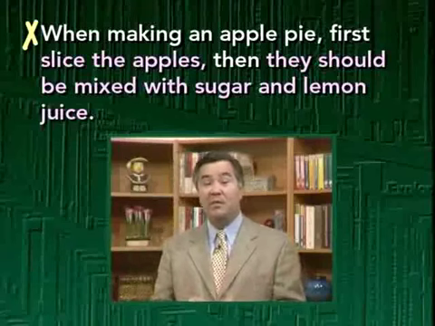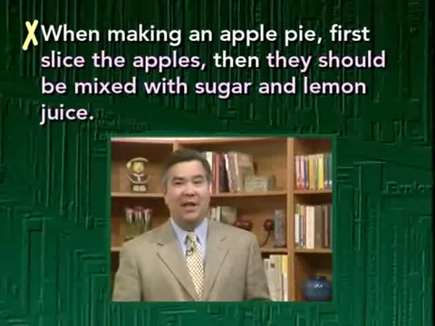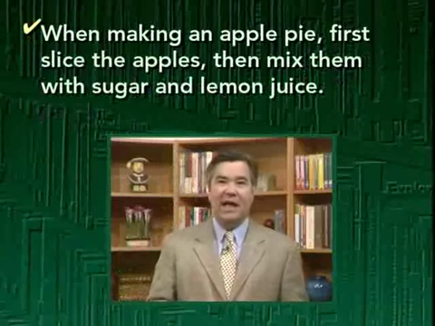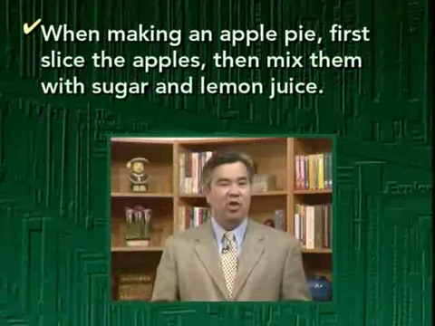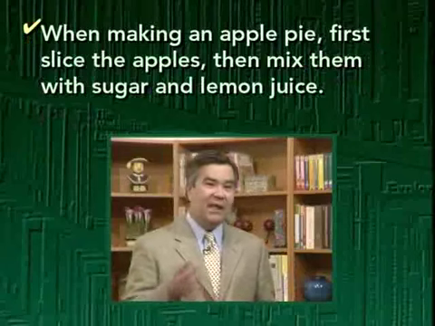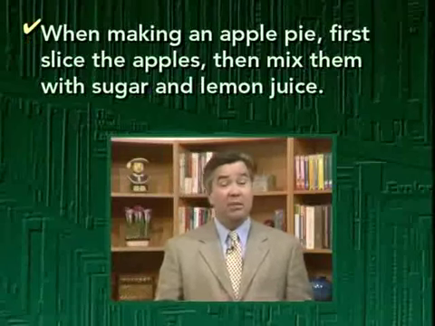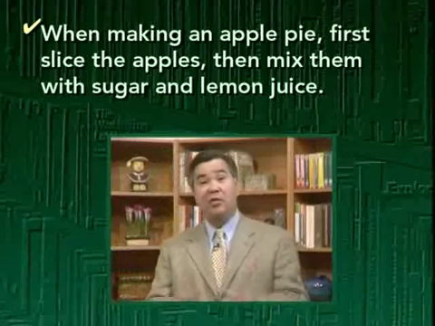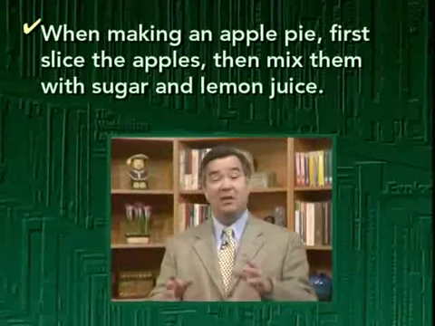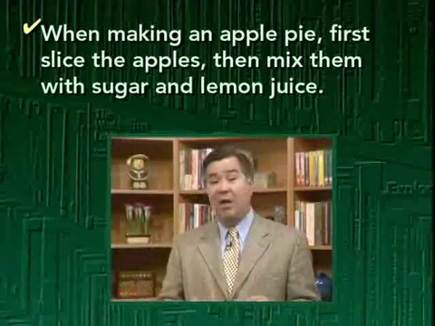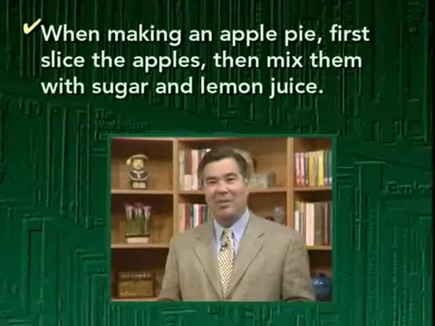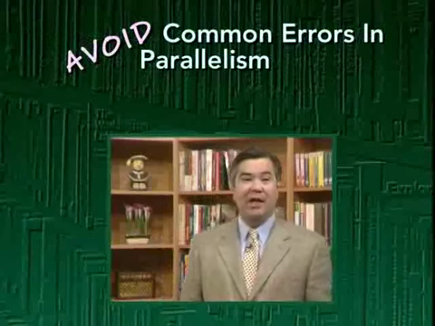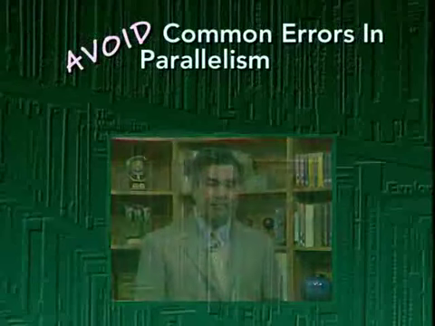Making the two verbs match would give us a sentence that reads like this: "When making an apple pie, first slice the apples, then mix them with sugar and lemon juice." Notice how the sentence becomes a little more crisp, a little more concise, and also a little clearer when the two verbs in the sentence are made to match, when both are active rather than having one active and one passive. And here's one more tip that will help you avoid a common error in parallelism.